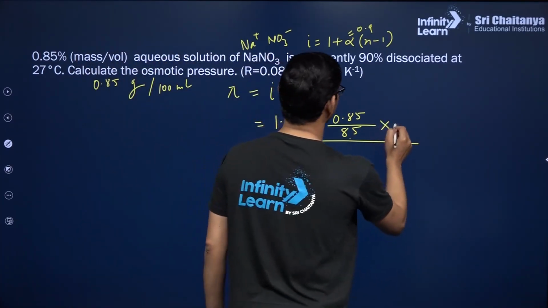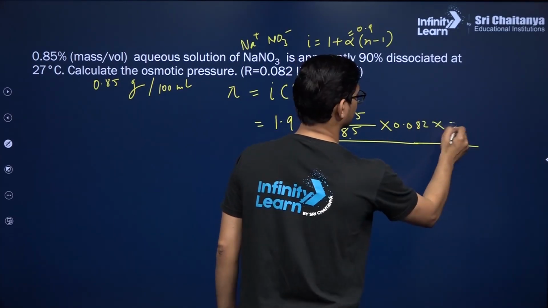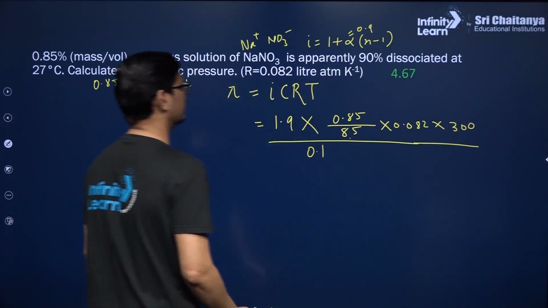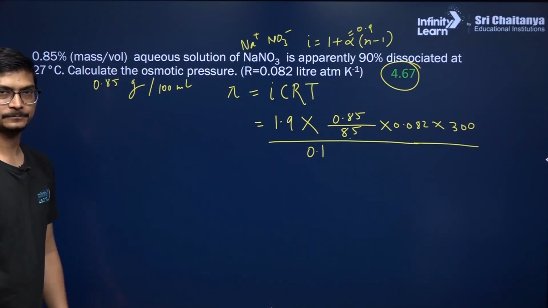R value you can take 0.082, given here. Temperature is 27 degrees Celsius, that is 300 Kelvin. So you will calculate, the pi comes out to be 4.67 atm, the osmotic pressure.